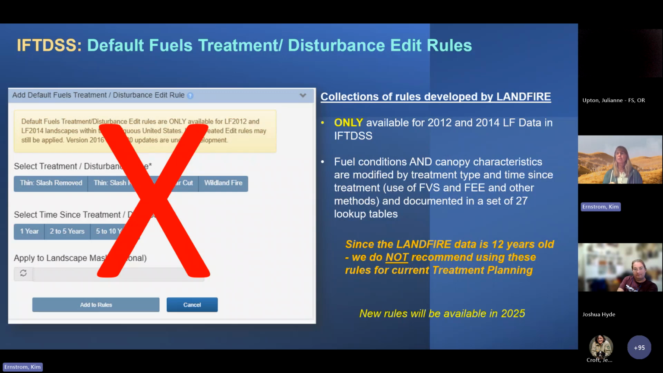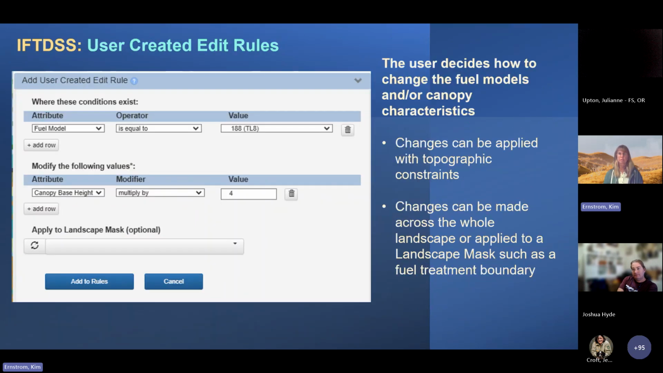We're not going to disable them in IFTDSS. We talked about doing that. We're going to leave them in there so you can still play around with them if you want, but realize that you're working off of data that's 10 years old. So anyway, I just really want to emphasize that, and look forward to these new rules coming up. And when we have those rolled out, we'll make a big announcement about it, and probably try to do a webinar to show people how they work. But for now, I'm going to move on to the user created rules.